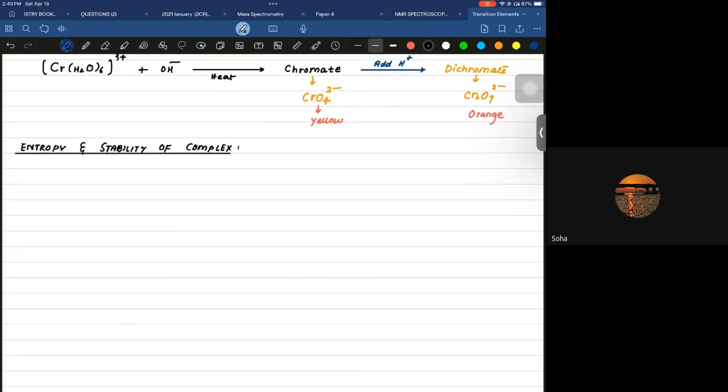If your delta S of the system, because we have two types of entropy, system and surrounding, and I'm talking about the system, is more positive, then remember there would be a more stable complex ion. This is important.